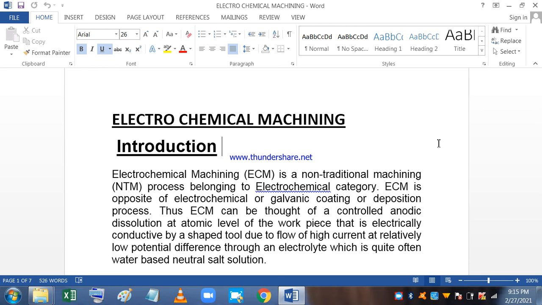Electrochemical machining. Introduction. Electrochemical machining is a non-traditional machining process belonging to the electrochemical category. ECM is opposite to the electrochemical or galvanic coating or deposition process. Thus, ECM can be thought of as a controlled anodic dissolution, at the atomic level, of the workpiece that is electrically conductive, by a shaped tool due to flow of high current at relatively low potential difference through an electrolyte, which is quite often a water-based neutral salt solution.